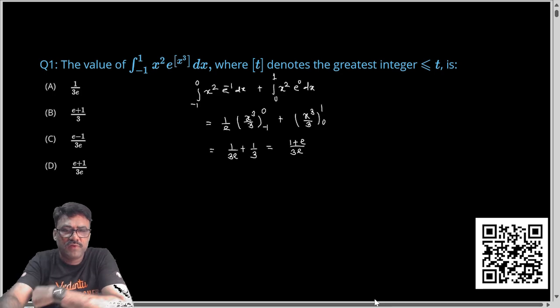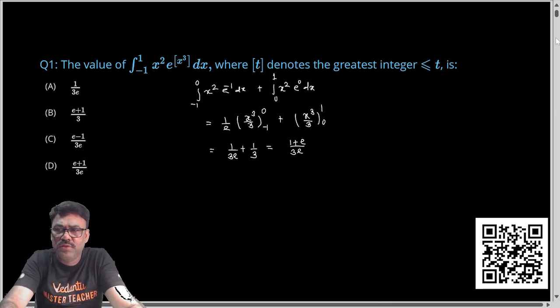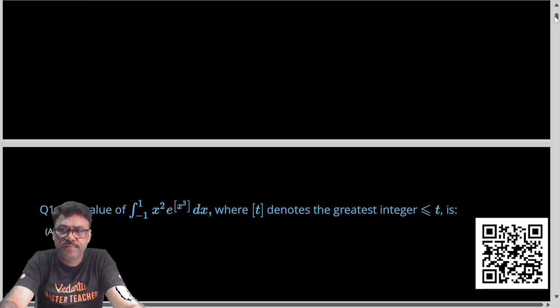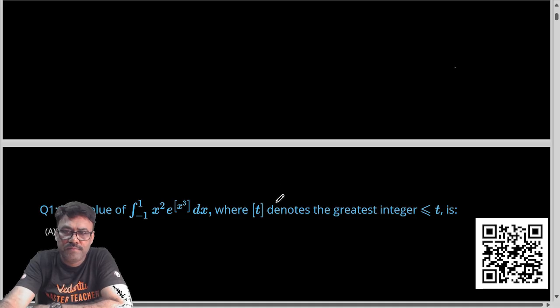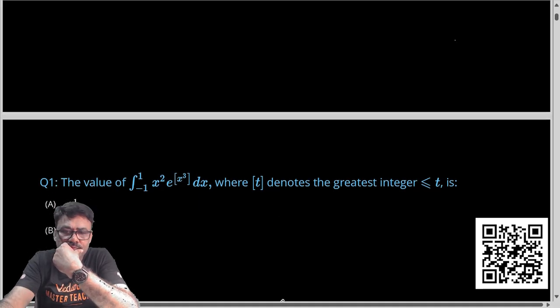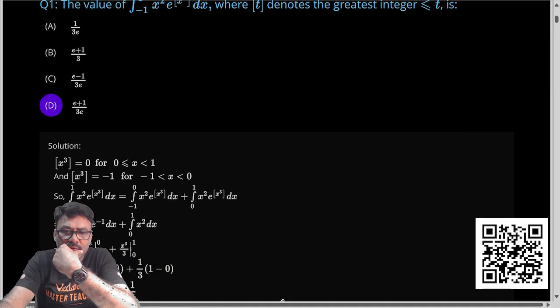So which option is correct here? So option D should be correct here, right? Easy question, not a very difficult one. Let's see the next question.